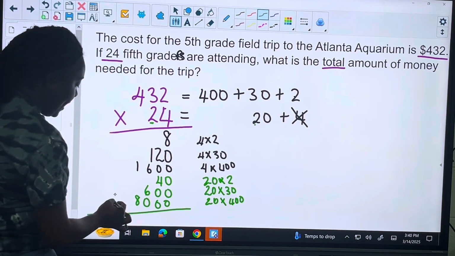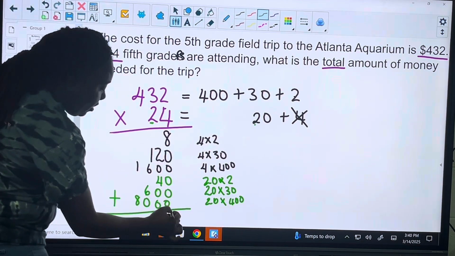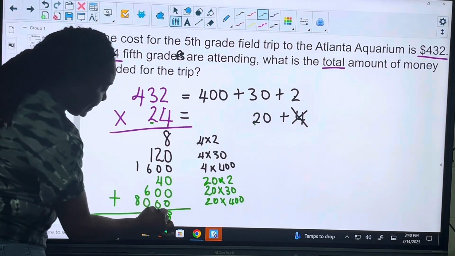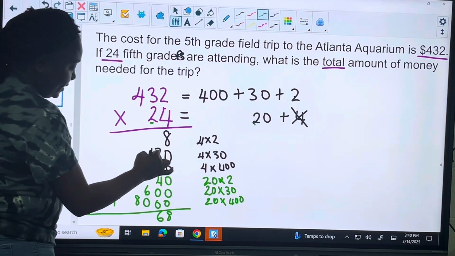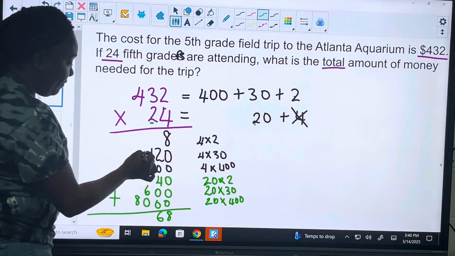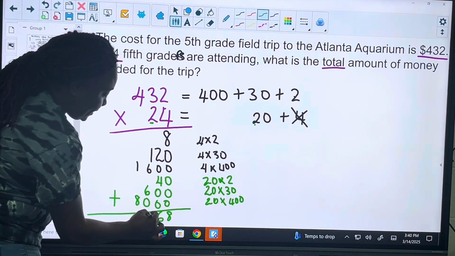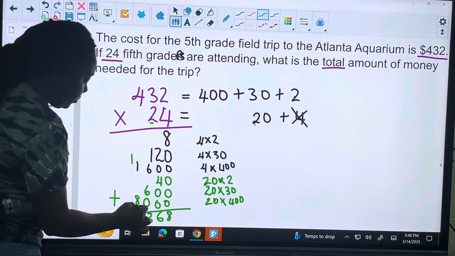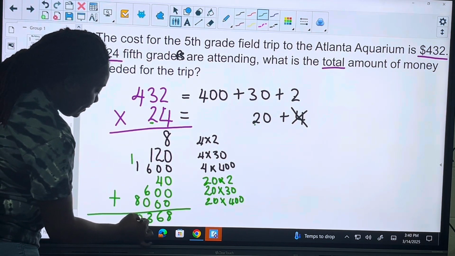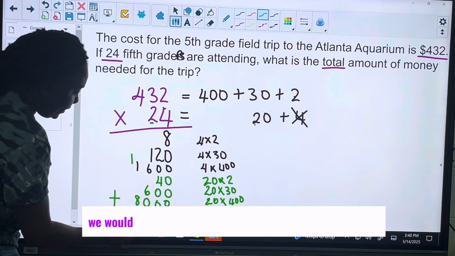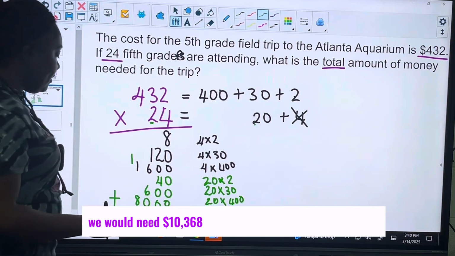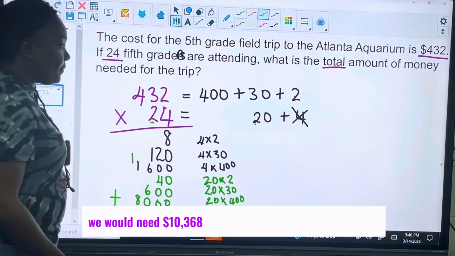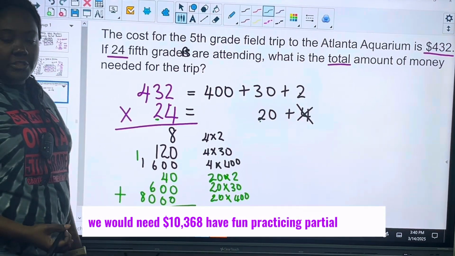Now we're going to add. 8 plus all these zeros gives us 8. 2 plus 4 is 6. 6 plus 6 is 12 plus 1 gives us 13. And 8 plus 1 plus 1 gives us 10. So in all, we would need $10,368.